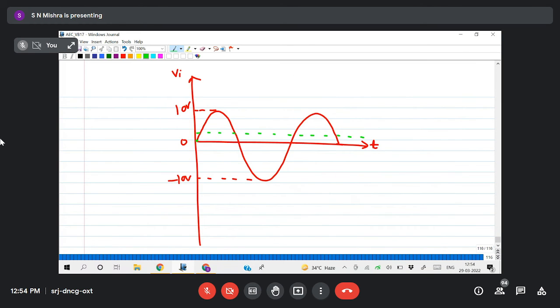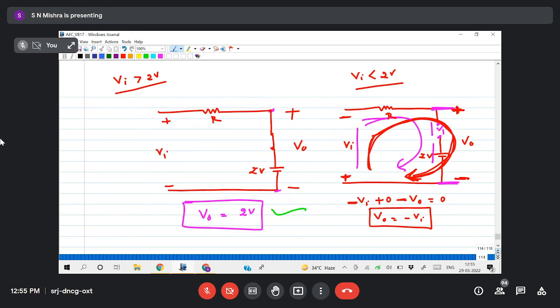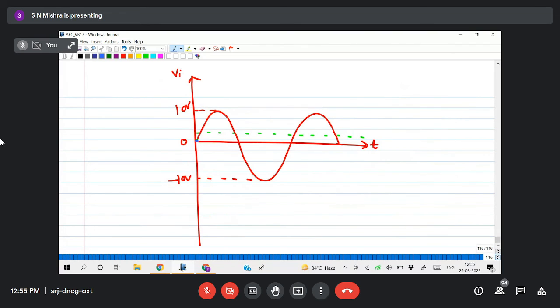At this point, let me take another color, blue. At this point, VI is less than or greater than 2? Less than 2. So when VI is less than 2, what is my voltage? VI is 0, output is also 0. So I am drawing here the blue one, it is 0. This is my V naught.